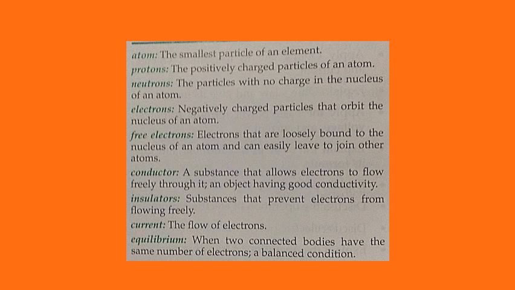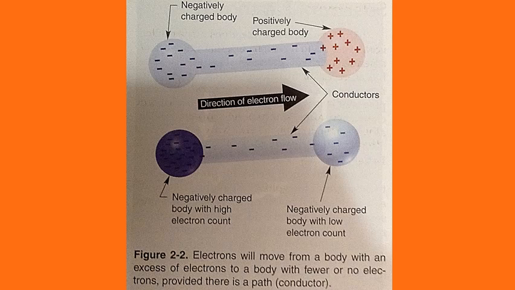Equilibrium. If a conductor such as a wire connects a negatively charged body to a positively charged body, the electrons will be attracted to the positive particles. Nature prefers everything to be neutral, equal numbers of positive and negative charges. As a result, electrons will flow from the negatively charged body to the positively charged body. See figure 2-2. This flow is called current.